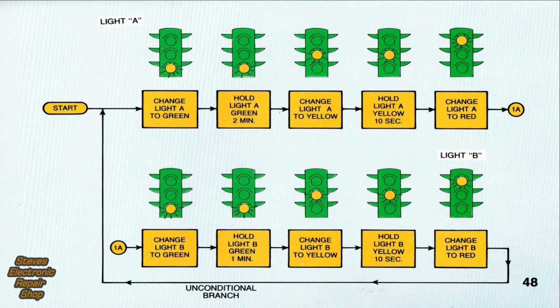Of course, we want this process to repeat. So we draw a flow line from the end of the light B cycle back to the beginning of the light A cycle. This is known as an unconditional branch. The program is implemented and works perfectly.